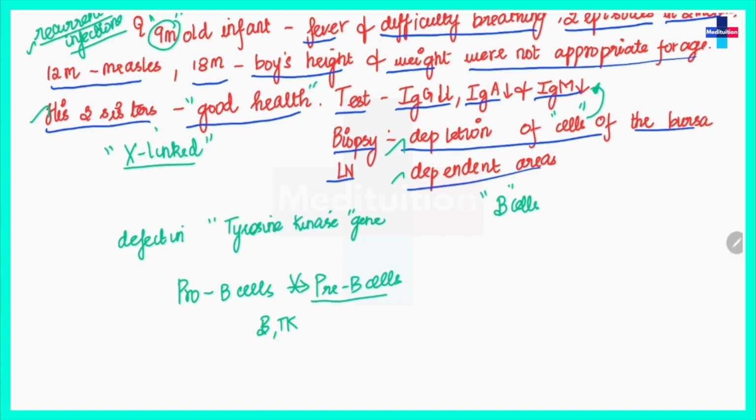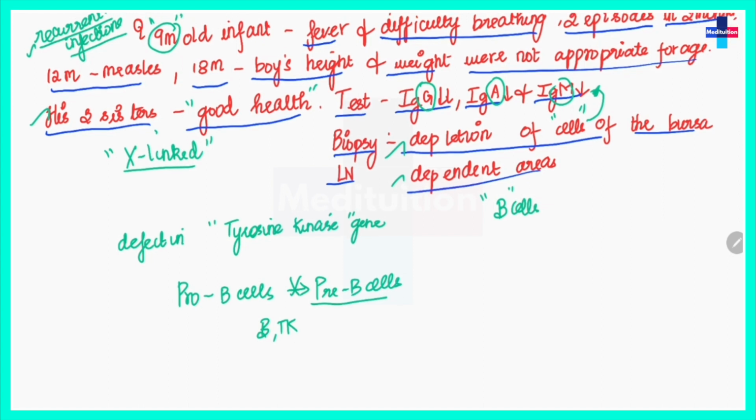So if pre-B cells are not produced, then B lymphocytes are not produced properly, and B lymphocytes cannot be converted into plasma cells, so there is a decrease in the production of antibodies. That is why in this disorder immunoglobulin G, A and M are decreased in number. So in X-linked agammaglobulinemia, there is a gene defect of B cell tyrosine kinase. This leads to decreased production of antibodies because of the deficiency in pre-B cells. That is why we can see depletion of cells in the lymph node.